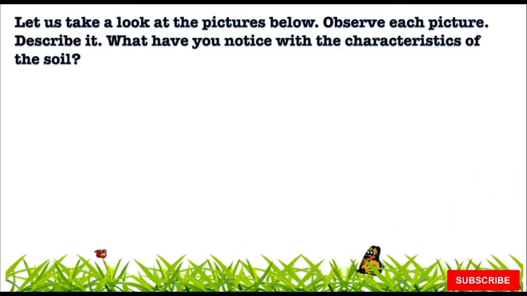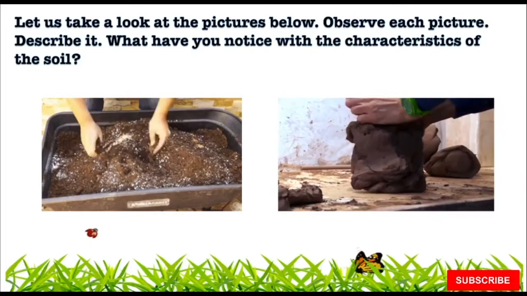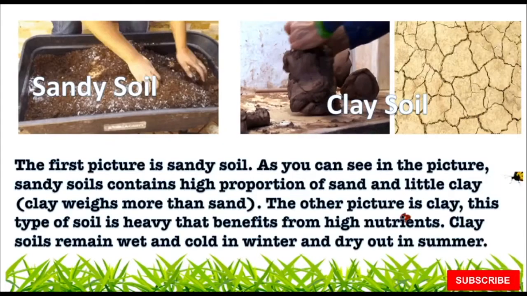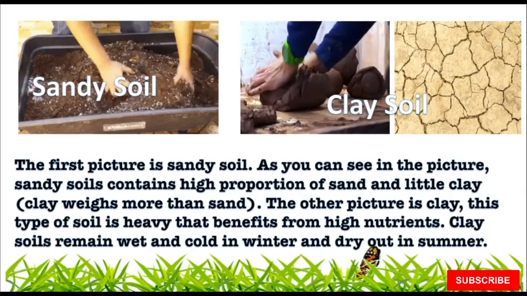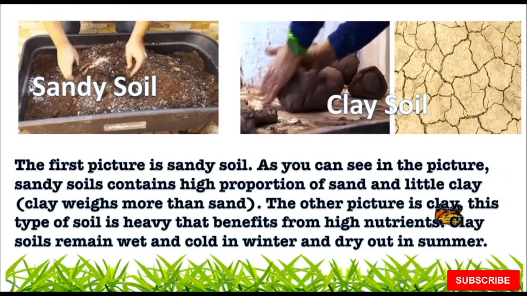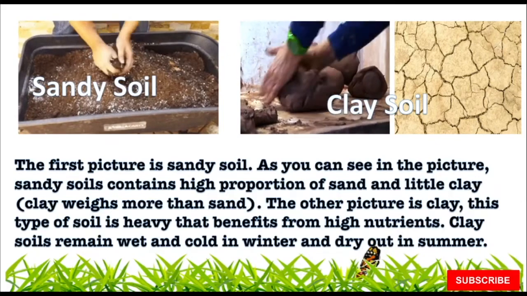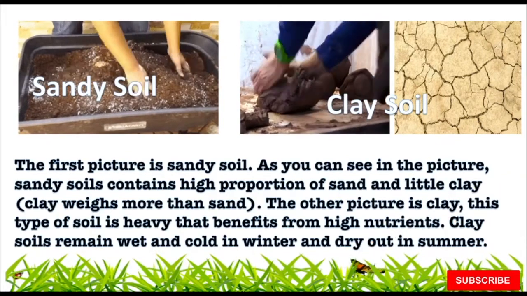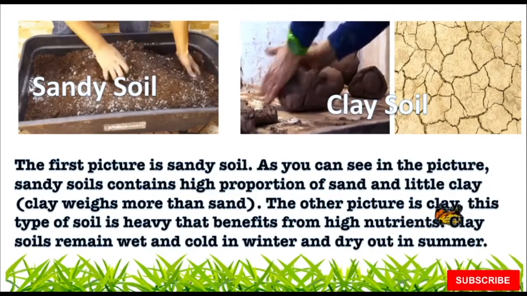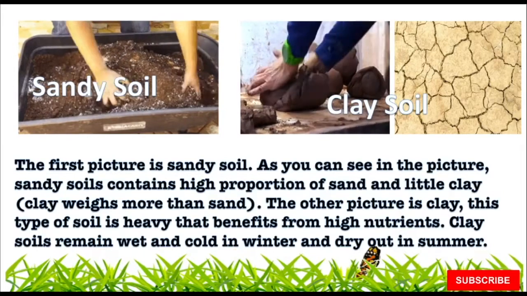Let us take a look at the pictures below. Observe each picture. Describe it. What have you noticed with the characteristics of the soil? The first picture is sandy soil. As you can see in the picture, sandy soils contain a high proportion of sand and little clay. The other picture is clay. This type of soil is heavy and benefits from high nutrients. Clay soils remain wet and cold in winter and dry out in summer.